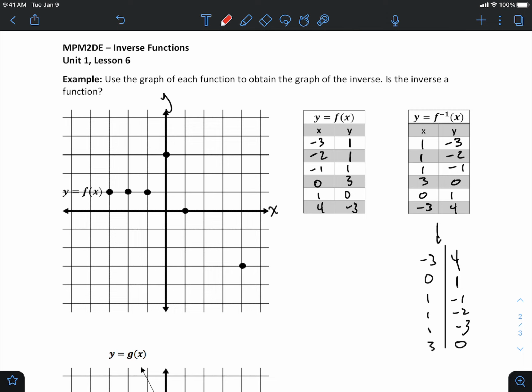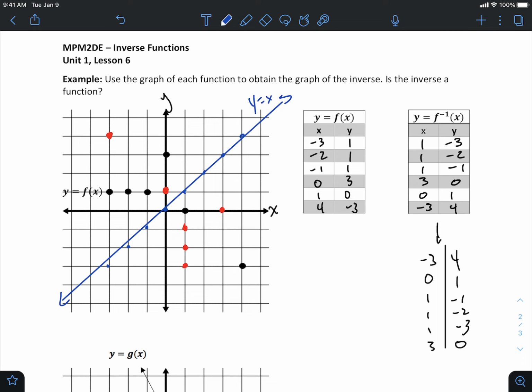So -3, 4 is going to be here. Okay, 0, 1 is going to be here. 1, -1 is going to be here. 1, -2 is going to be here. 1, -3 is here. And 3, 0 is going to be here. It's kind of cool. Can everybody see the symmetry in that? Symmetry about this line here. It's pretty interesting. It's just a reflection in that line y equals x, right?